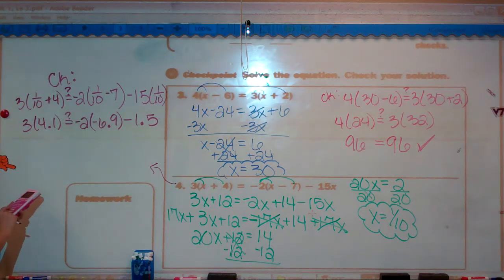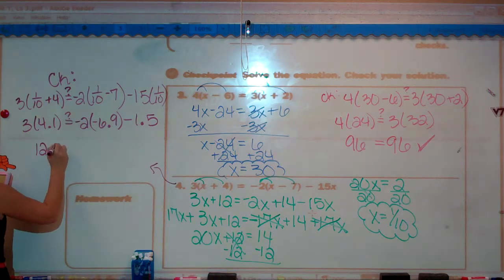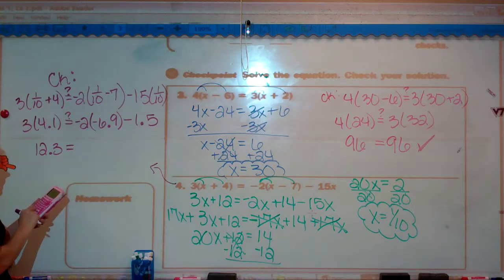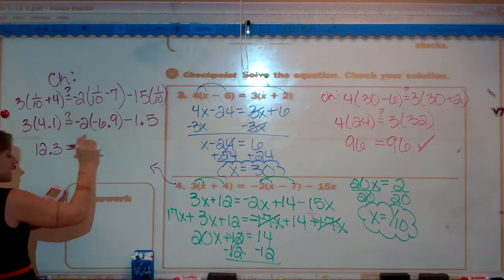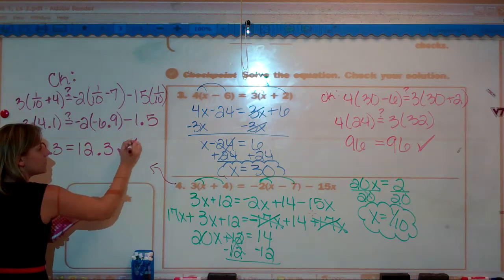So now 3 times 4.1 is 12.3. And does that equal -2 times -6.9 minus 1.5? Okay, so what I did was I just put all 3 of these, I multiplied and subtracted all at one time, and it does equal. So we do know that it's right.